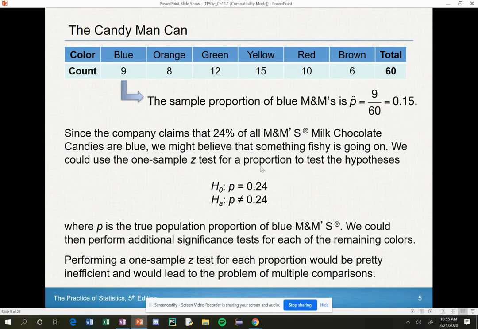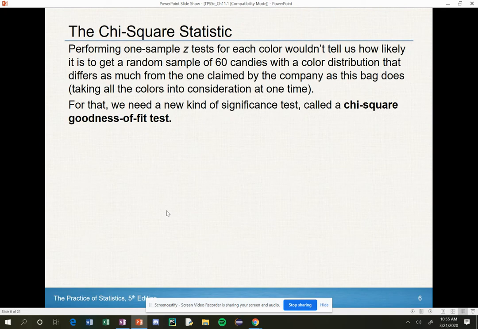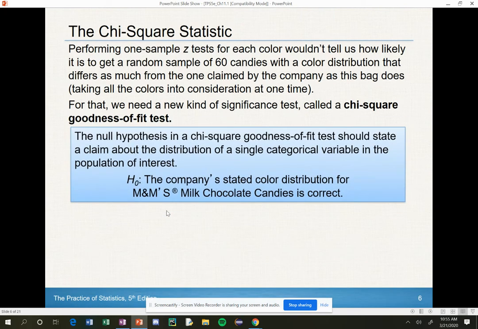We have been down this road before, but that would have been just assessing some very particular characteristic of this bag, meaning just the blue proportion, not taking into account any of the other ones in here. So that's why we come up with the goodness of fit test. It's really going to be a summary of how close all of the colors are to the stated color distribution. And that's what's going on in here.